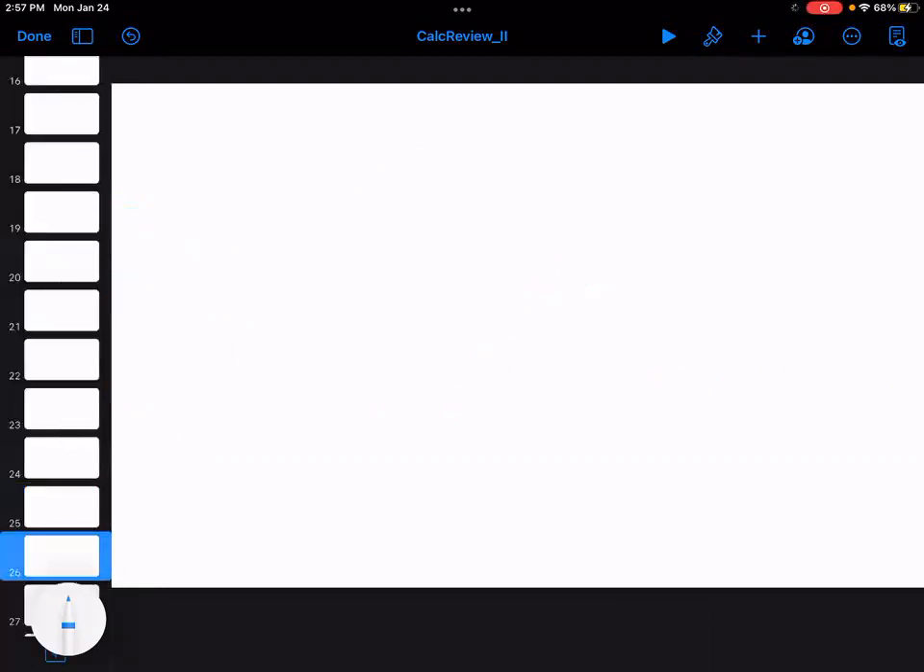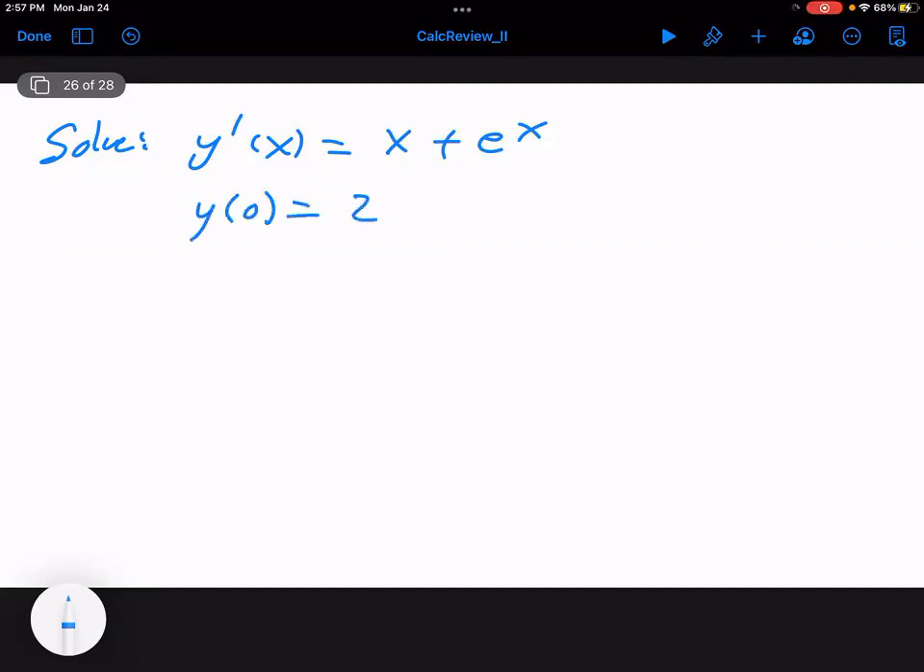What we often want to do is solve differential equations. So we want to solve, for instance, maybe we tell you y prime of x is equal to x plus e to the x. Can we find y of x? And maybe I'll give you some initial conditions: y of 0 is 2. And the goal is to try to figure out how to solve something like this.